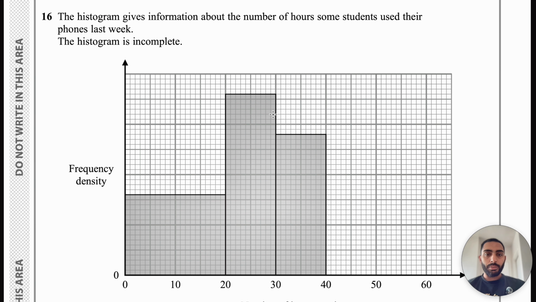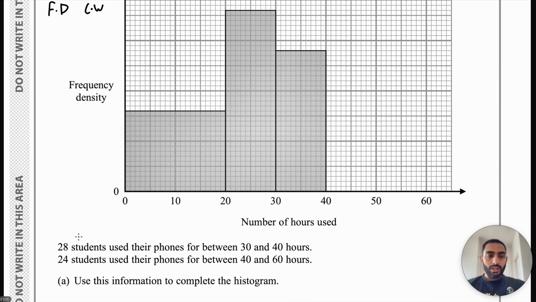The histogram is incomplete. One thing that we need to remember when we're using histograms is that the area of the bar, the area of the rectangles, will tell us our frequency. The formula triangle that we're using is the frequency is equal to the frequency density multiplied by the class width. It says 28 students use their phones between 30 and 40 hours. So this area over here between 30 and 40 is going to equal 28.